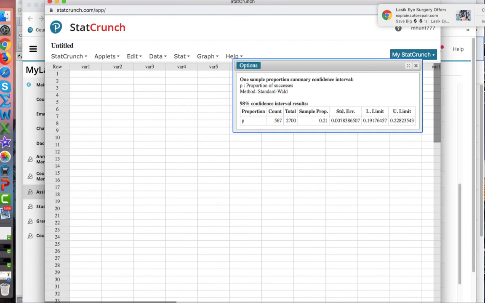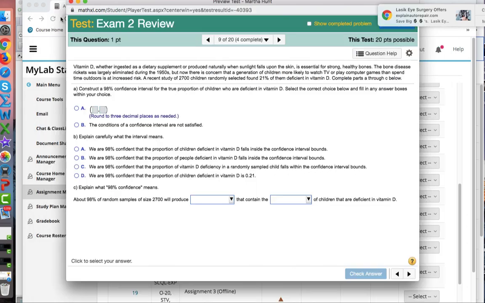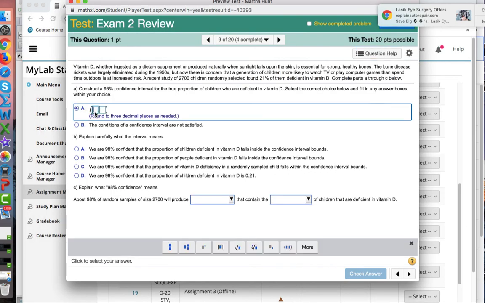So we have a lower boundary of, and I'm going to put 4 decimal places, 0.1918, and upper boundary of 0.2283. And let's go back to our question. Our lower boundary is 0.191, and they want 3 decimal places, so that would be 0.192. And for 3 decimal places, the upper boundary would be 0.228.